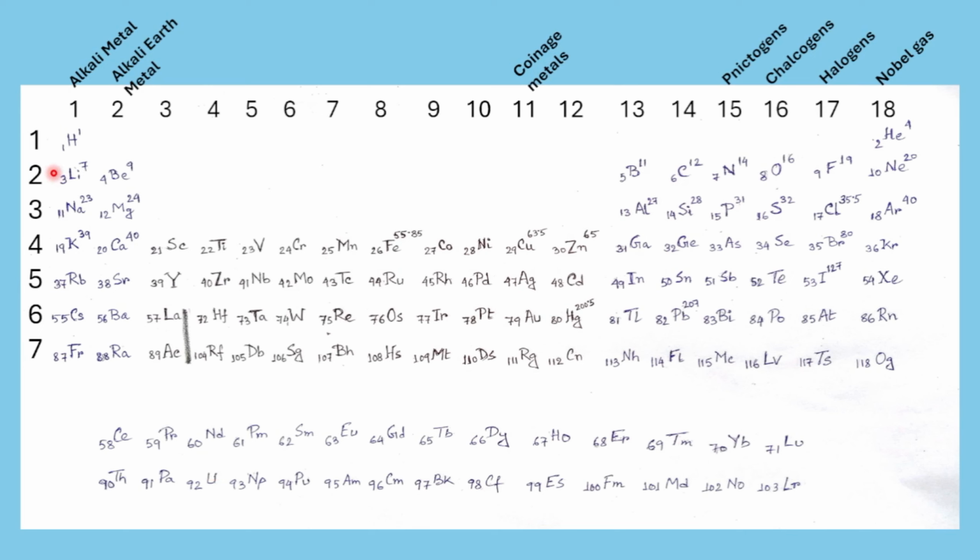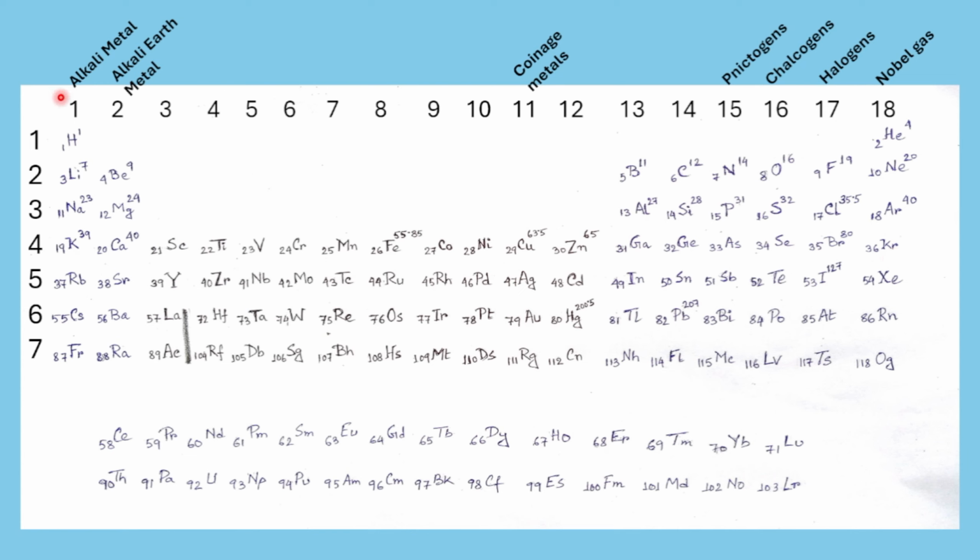So as we know, in the periodic table we have 7 periods and 18 groups. These rows are called periods and we have 7 periods, and these columns are called groups. So we have a total of 18 groups. Now group 1 is called alkali metals. Group 2 elements are called alkaline earth metals. Here group 11 elements are called coinage metals. Group 15 elements are called pnictogens. Group 16 elements are called chalcogens. Group 17 elements are called halogens, and group 18 elements are called noble gases.